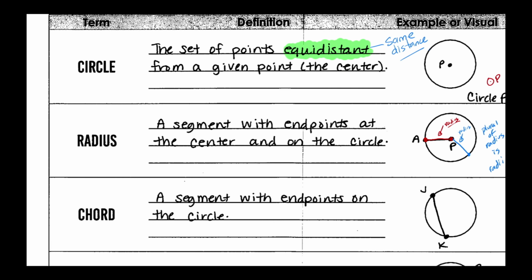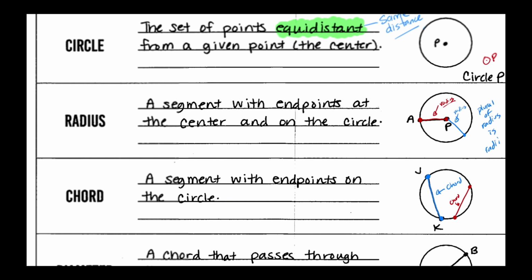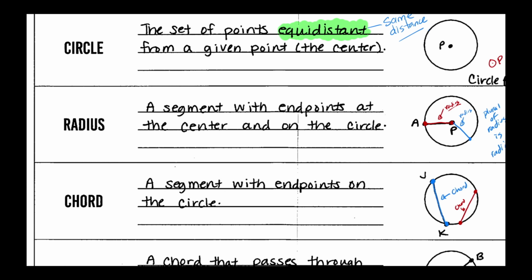In this case, a chord is another line segment with endpoints on the circle. The 2 endpoints are actually on the circle, and I connect them. That line segment is called a chord. We can have another chord right here. Any points on the circle, if I connect them, that's a chord. So a chord is just a line segment with endpoints on the circle.